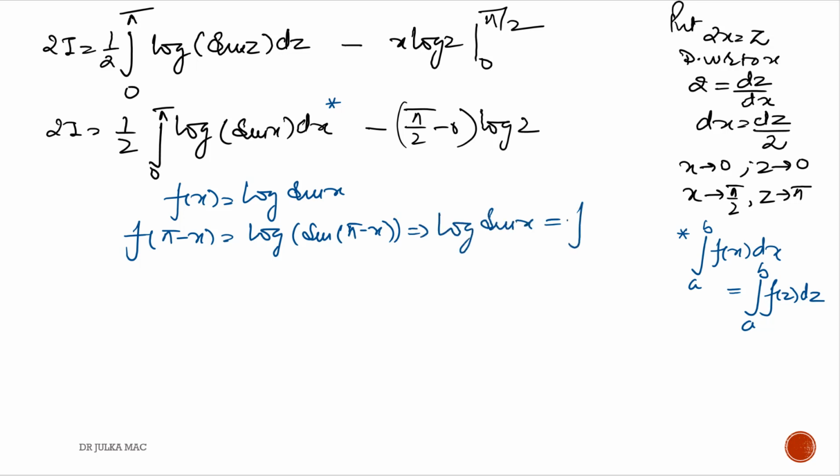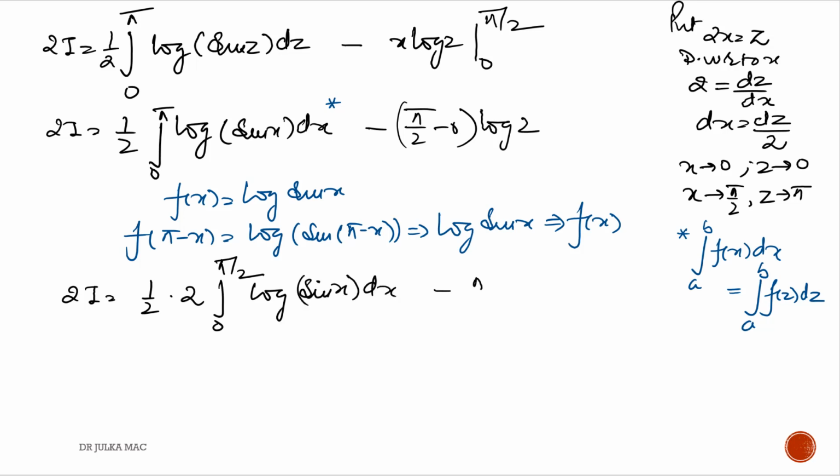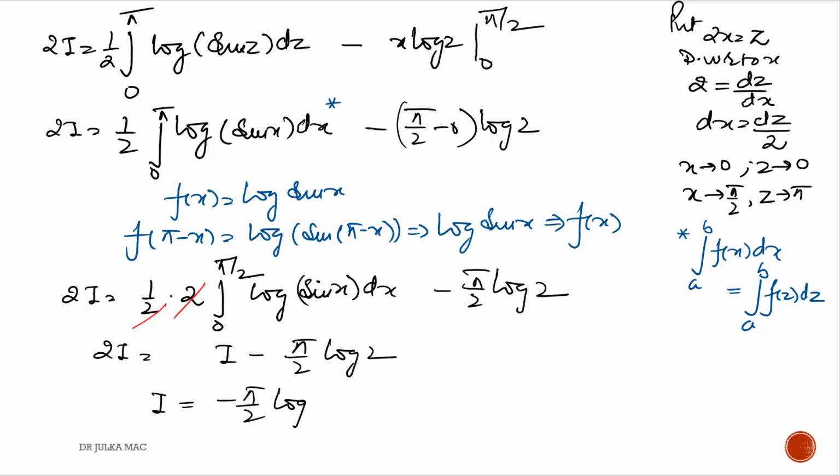Now there is no change in the function, so we can use this property. 2y equals half outside, twice the integral from 0 to pi by 2 of log sin x dx, minus pi by 2 log 2. Now this is a repetition of the question. So 2y equals I minus pi by 2 log 2. After further simplification we will get I equals minus pi by 2 log 2. Remember the answer of this question because we will use this answer in the next questions also.